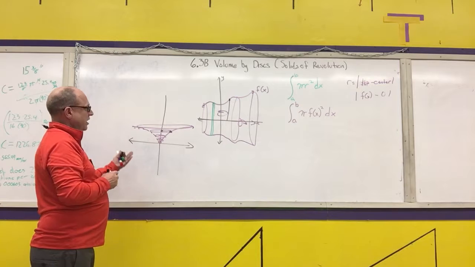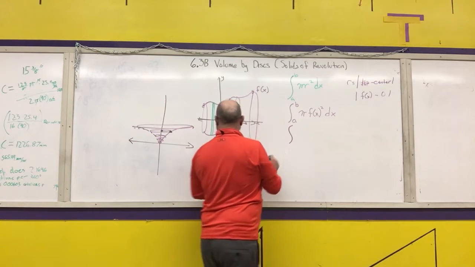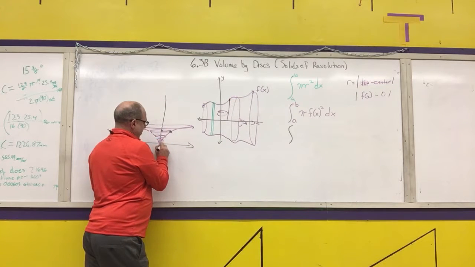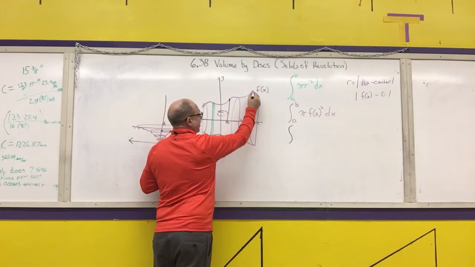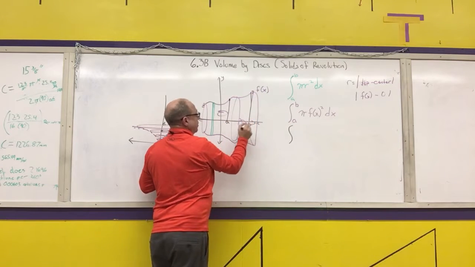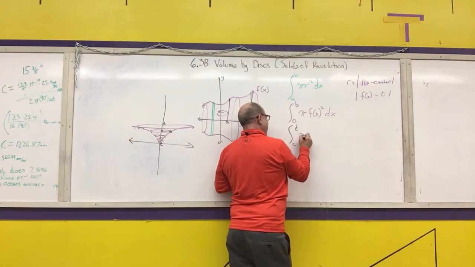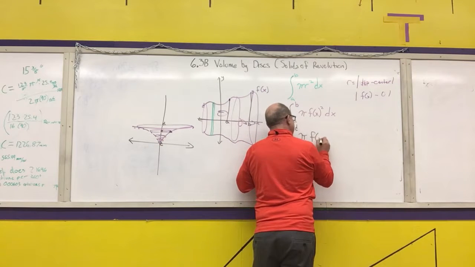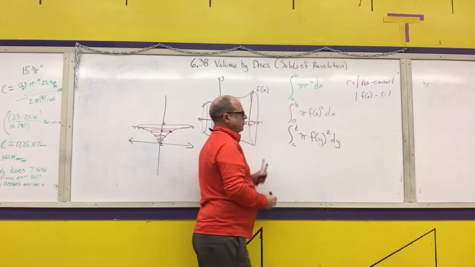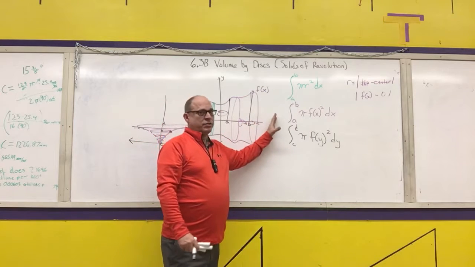Because I'm rotating it along the y-axis, the formula that I would get for this one, I'm going to call my lower limit, my starting point here for y, C and D, where here I'm going to call this A and B, like I did here. So C to D of pi r squared is going to be an f of y, a function in terms of y, dy. Those are the two formulas that we're going to use.